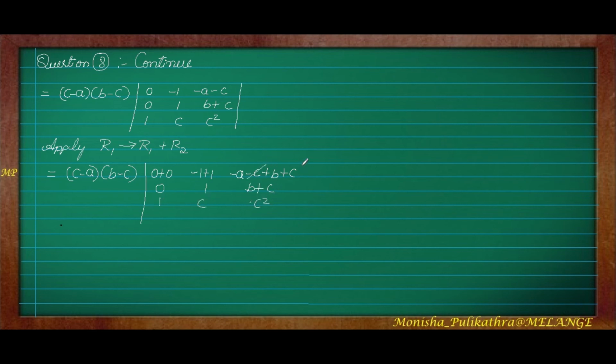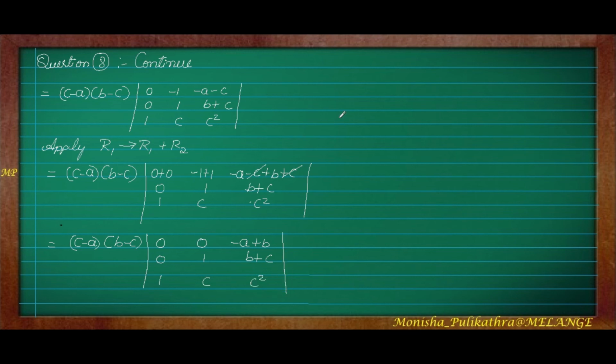Here plus C minus C gets cancelled. So C minus A and B minus C. Here 0, minus 1 plus 1 is 0. Here minus A and plus B will be remaining, and all other elements of the rows we have to retain as it is. So 1 C and C square.